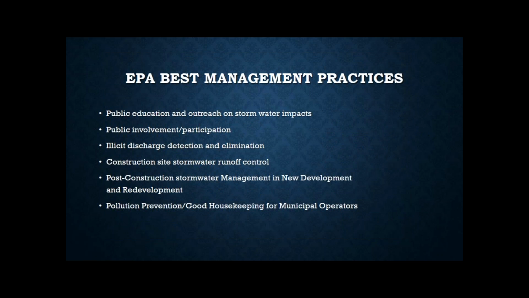So the EPA has a set of best management practices. The best management practices include 6 areas: public education outreach, public involvement, illicit discharge detection and elimination, construction site stormwater runoff control, post-construction stormwater management for new development and redevelopment, and pollution prevention or good housekeeping for municipal operators. In order to combat runoff, the EPA developed these 6 control measures.